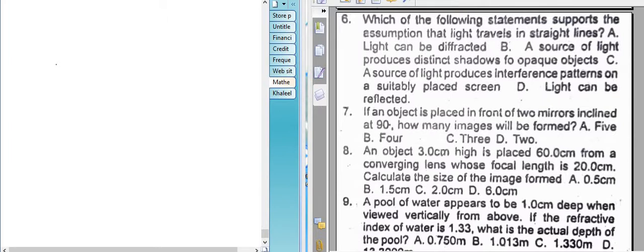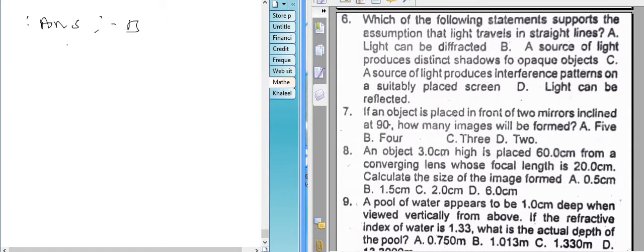Because diffraction or reflection cannot guarantee that light travels in a straight line. It's just about whether the light can be reflected or diffracted when it crosses a boundary between two media of different density. So light travels in a straight line because when you place an opaque object, you can see that light cannot pass, meaning it's traveling in a straight line. So the answer here is option B, that is, source of light produces distinct shadow for opaque objects.